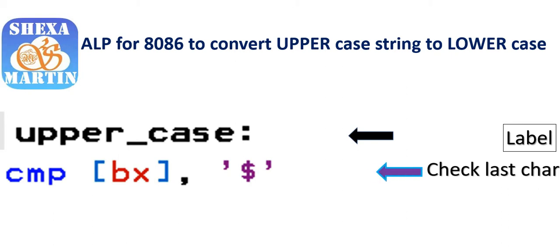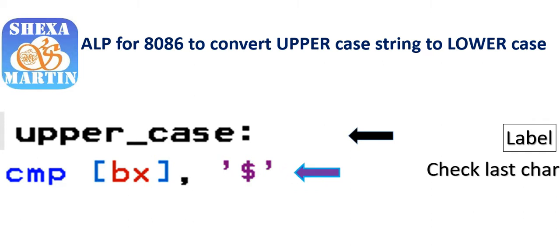Then here we write this. Since I said in the uppercase label we want to check whether we have reached the last character or not, what we do is we check the value that is stored at a certain address, which is BX.